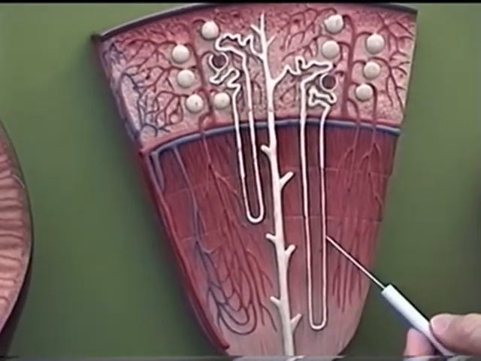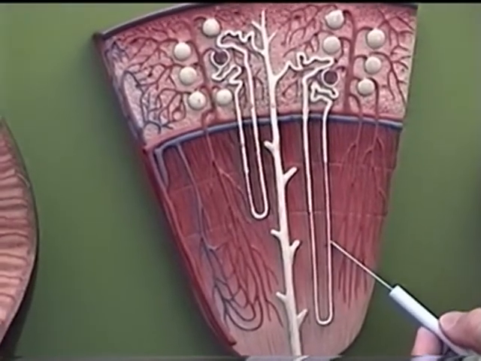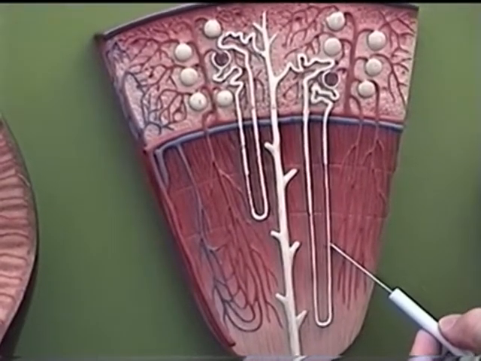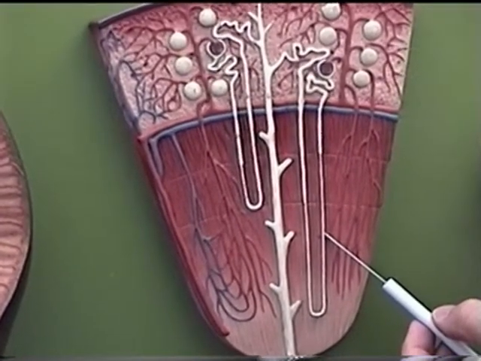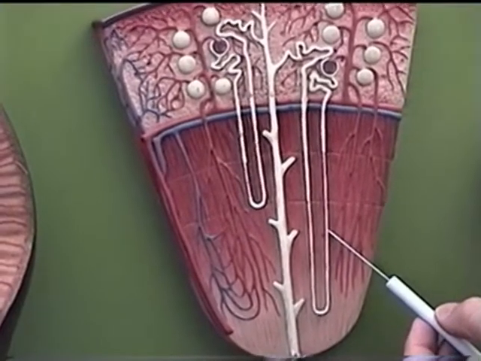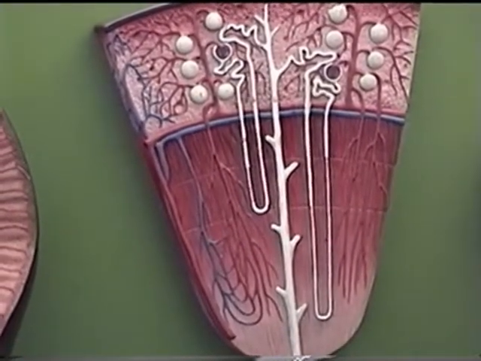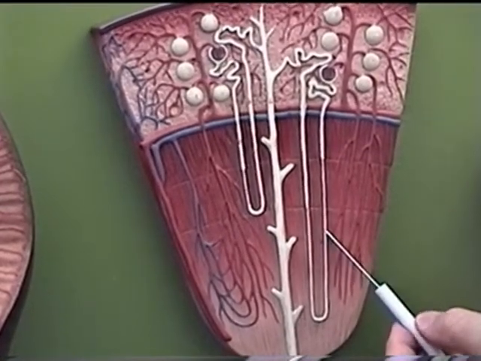Now the loop of Henle is a countercurrent multiplier, and it allows us to adjust water balance and either make our urine dilute or concentrated. And it allows us to trade urea as a waste product for things that we want to reabsorb, like sodium chloride and other ions. So the loop of Henle is critically important.